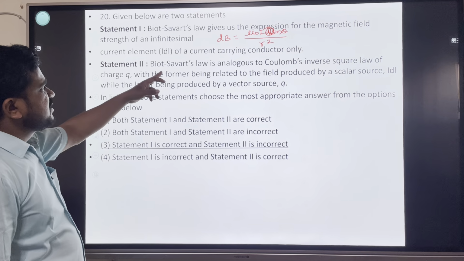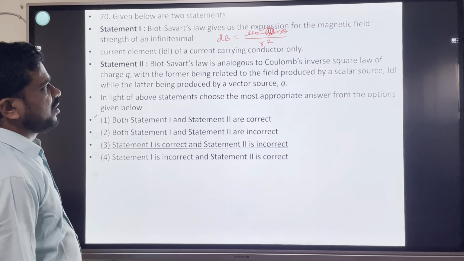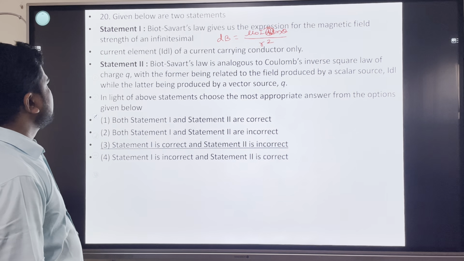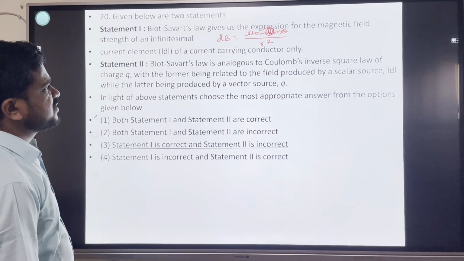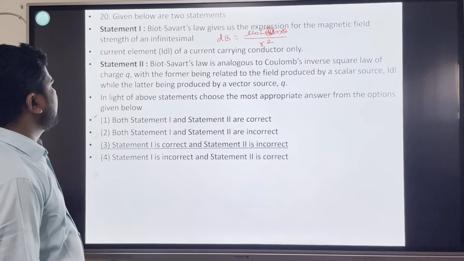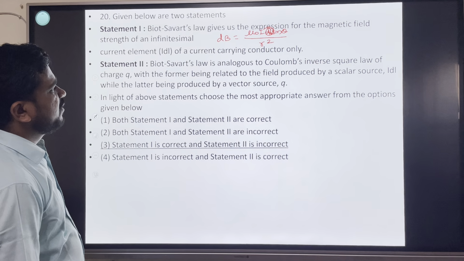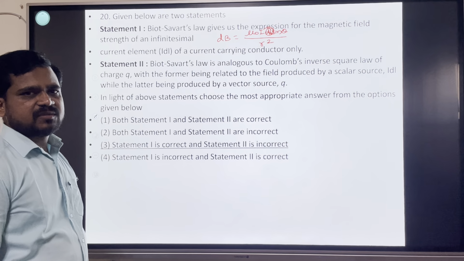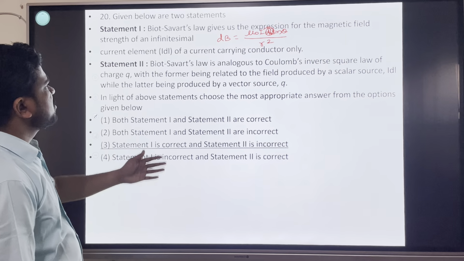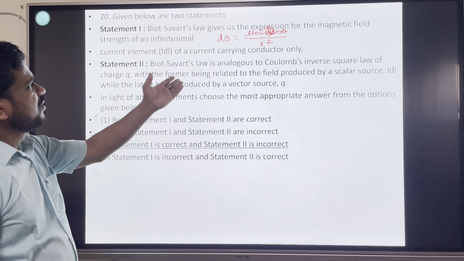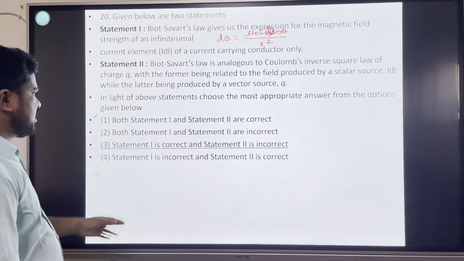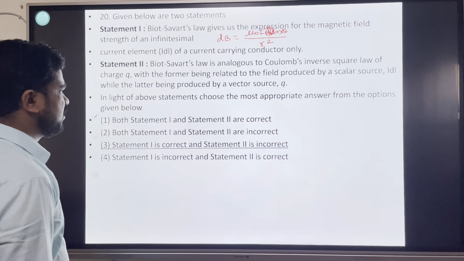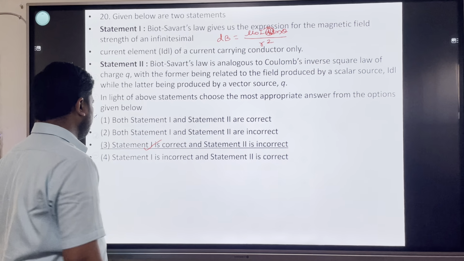Next one. Biot-Savart's law is analogous to Coulomb's law, Coulomb's inverse square law, charge q, with the former being related to the field produced by a scalar source Idl, while the latter being produced by a vector source q. No. Second one is wrong. Biot-Savart's law is the generalization of Ampere's circuital law. Okay. Statement 1 is correct and statement 2 is incorrect. Next one.